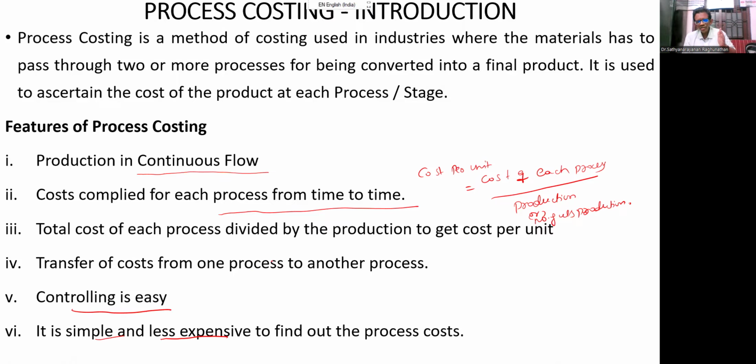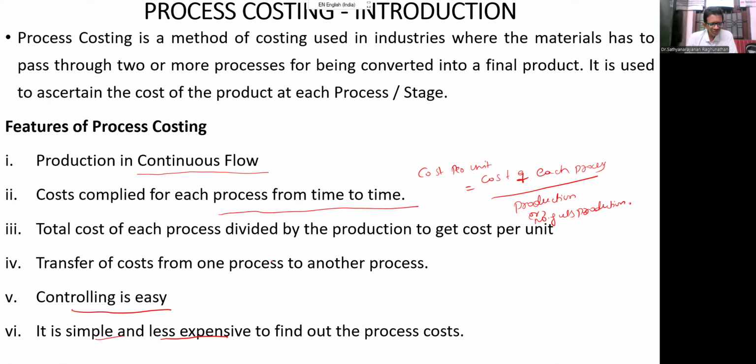So you cannot make any error in this. So it cannot be biased. So you can easily make it out. Fine. So these are all the 6 points that come under the features of process costing.